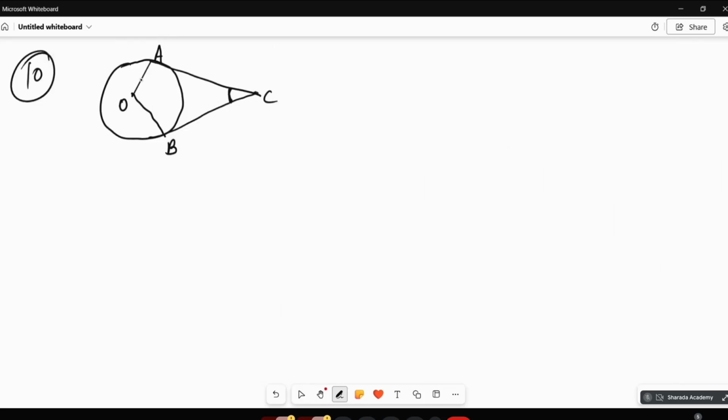Okay. So you have to prove AOB and ACB together is 180 degree. So this is the diagram given.